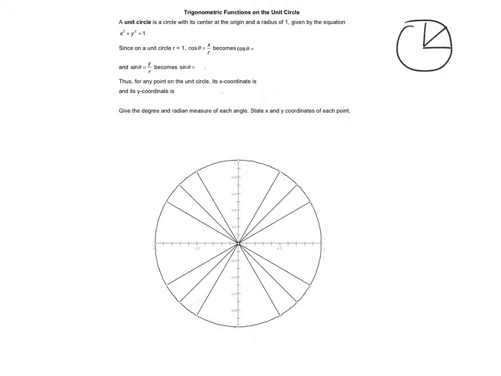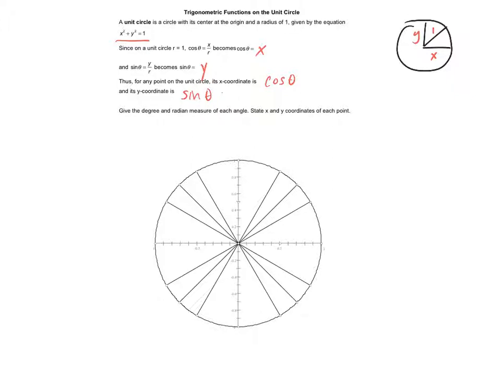Since the unit circle has a center at the origin and a radius of 1, when x is here and y is here, using the Pythagorean theorem, we get the equation x squared plus y squared equals 1. So on a unit circle, when r equals 1, the cosine of theta just becomes x, because r is 1, and the sine of theta just becomes y. So for any point on the unit circle, our x-coordinate can be defined as the cosine of theta, and its y-coordinate is the sine of theta.